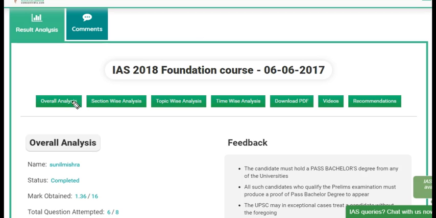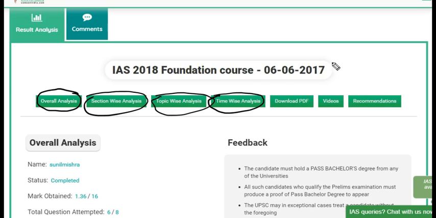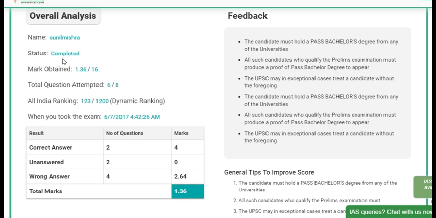Here we provide 4 kinds of analysis: overall analysis, section wise analysis, topic wise analysis, and time wise analysis. First, look at the overall analysis. In the overall analysis, the software will tell you whether the test is completed or not, and how much total mark you have obtained. So 8 questions have been asked. Out of 8 questions, 16 marks, how much you have scored, and out of how many questions, how many you have attempted. The software will also provide you the all India ranking.